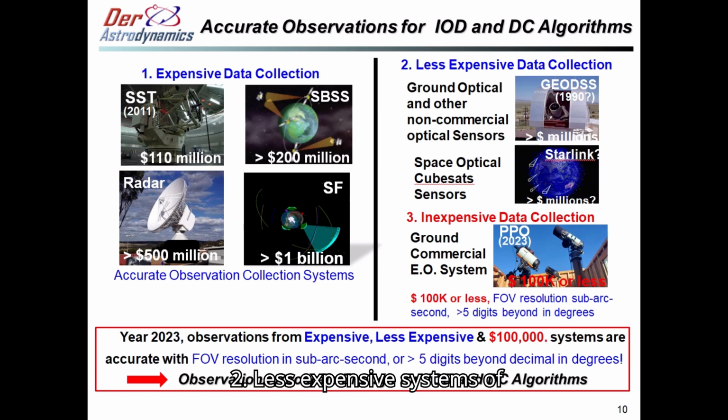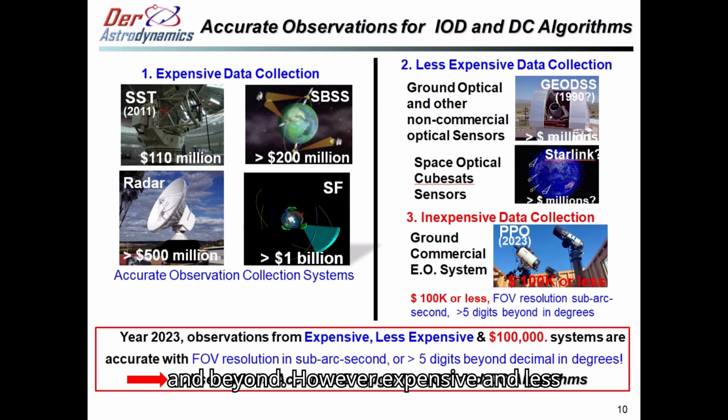2. Less expensive systems of multi-million dollars, Geode and Starlink. 3. Commercial optical systems of $100,000 or less in 2023. The Astro IOD and DC algorithms have been able to deduce consistently accurate state vectors from commercial optical systems using real-world observations from LEO to GEO, XGEO to cislunar and beyond.